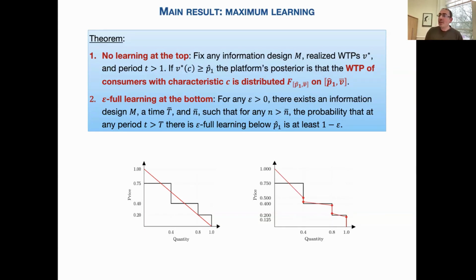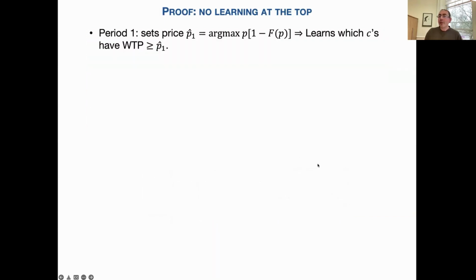Okay, so now let me show you why you don't learn above this, and then why you learn everything below. The fact that you don't learn above. Now the first period, as Daniel was saying, you are setting this uniform price. So what it means is that you're going to learn all the individuals that have characteristics above the uniform price and all the characteristics that have a value below the uniform price. That's what happens in the first period.